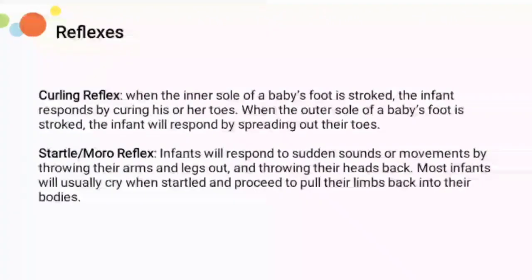Another is the curling reflex. When the inner sole of the baby's foot is stroked, the infant responds by curling his or her toes. Another is the startle or Moro reflex, in which infants will respond to sudden sounds or movements by throwing their arms and legs out and throwing their heads back.